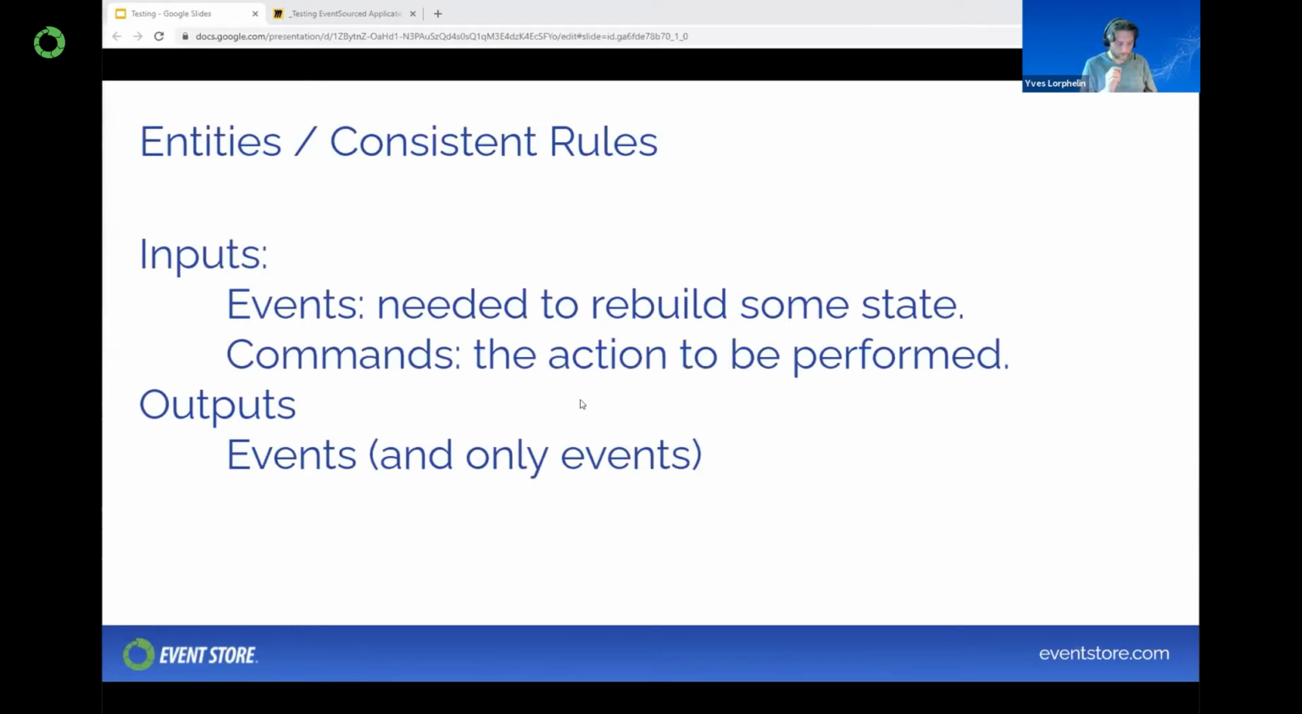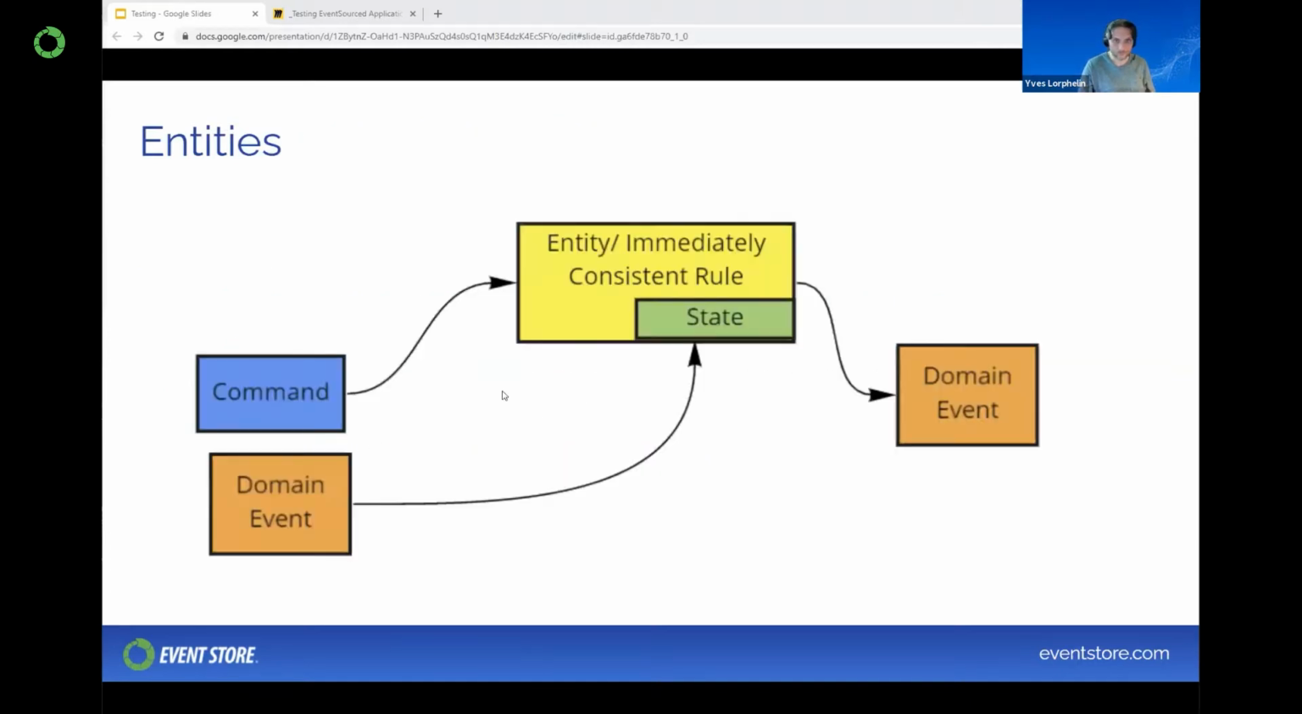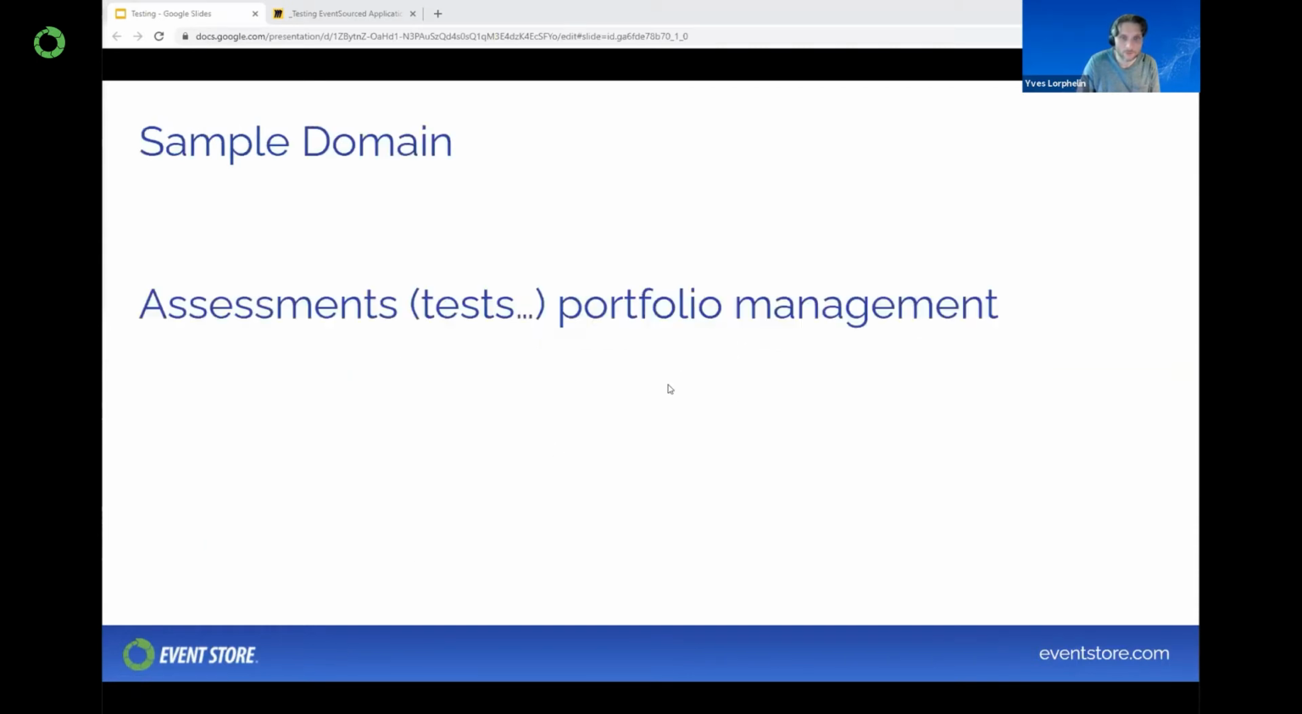So if I look from a testing perspective, the inputs are commands, but also events, because I need to rebuild my state, and the outputs of my entity, or what I'm going to check, are events as well. So given some kind of history, when I'm doing some action against my entity, I expect those events to come out. This is exactly the same here. Just don't forget, I need to set up my state here.